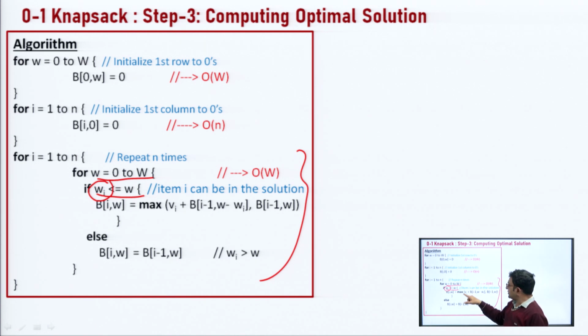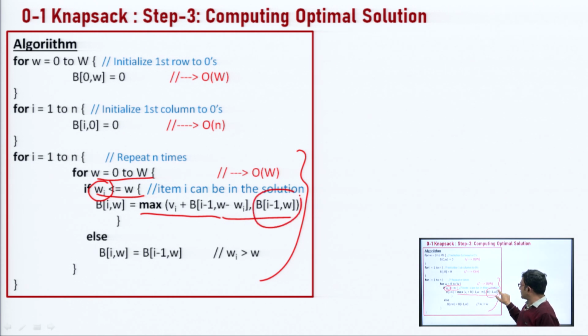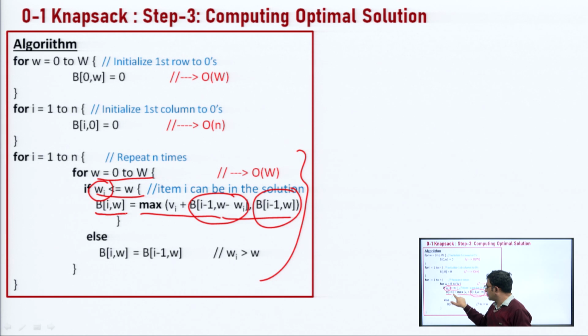So, if it is the case, then the maximum value is stored in this block. Maximum value of what? Maximum value means the value present in the upper block, that is B[i-1][W], i-1 means any previous row, W means the Wth column. So, either the previous block value or this block value plus Vi. Out of these two, whichever is the maximum would be copied into this cell, otherwise the upper block value will be copied. This is the algorithm to find the optimal solution.